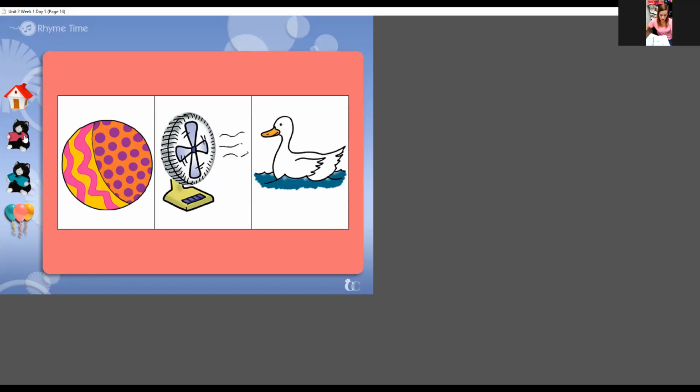So which word rhymes with tall and small? Would it be ball, fan, or duck? So we'd say tall, small, ball, tall, small, fan, or tall, small, duck? It'd be ball. Tall, small, ball. Do you hear how they all have the same ending sounds?